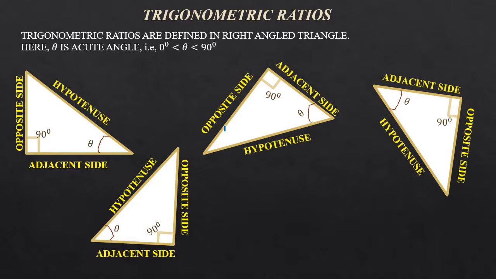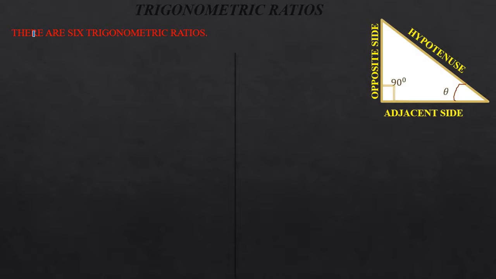Now move on to the trigonometric ratios. There are 6 trigonometric ratios. If we know the first 2 trigonometric ratios very well, we can make the other 4 easily. Ratios can also be written in fraction manner. So the ratio of opposite side and hypotenuse can be written as a fraction, that is opposite side by hypotenuse. This ratio is called sine theta, or in short sin theta.